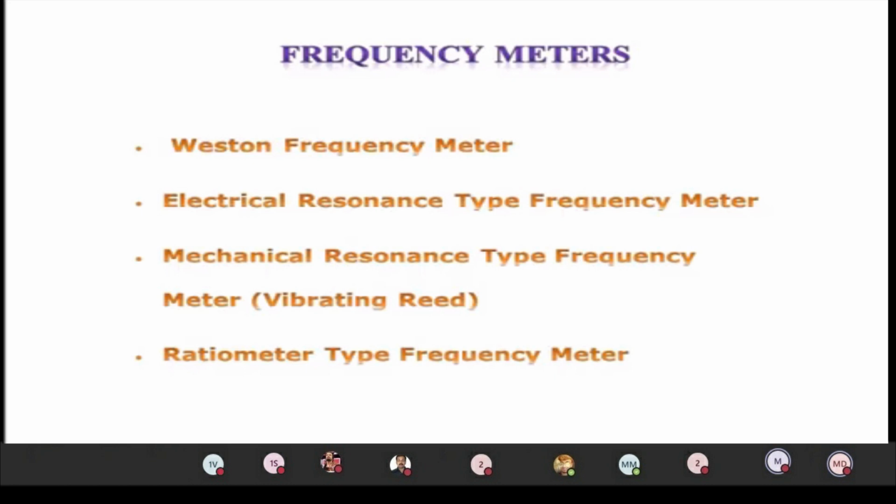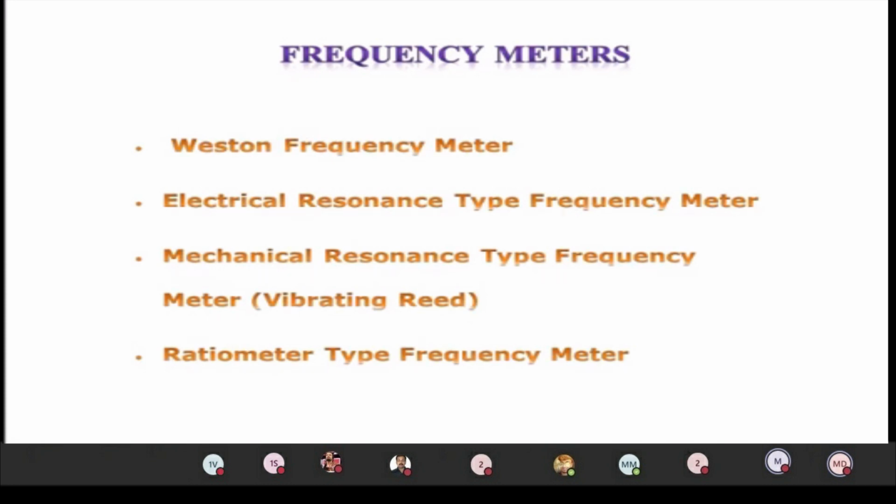So, the four types of frequency meters we are going to discuss have been shown on the screen. We can see the construction and working principle of each one. Number one is the Western frequency meter. Second one, electrical resonance type frequency meter. Third one, mechanical resonance type frequency meter.